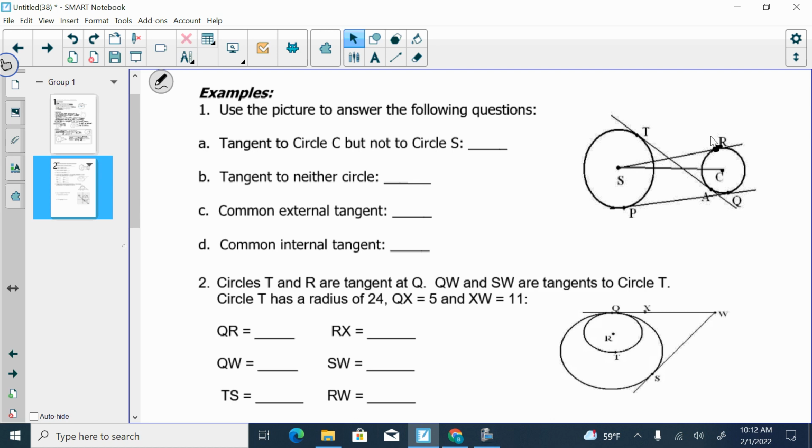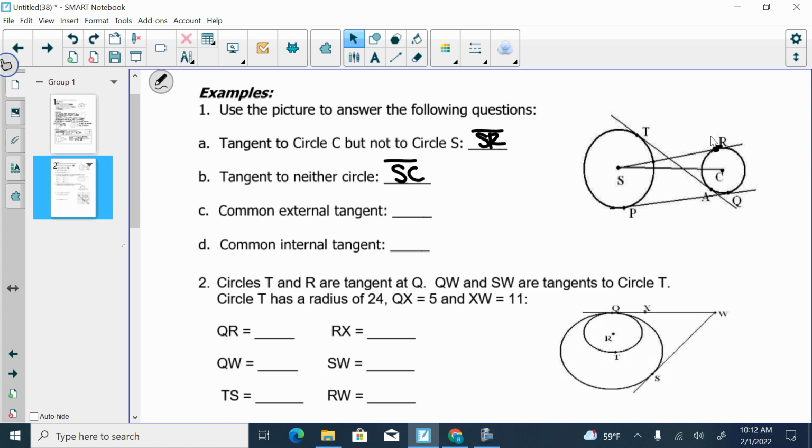If it goes into the circle, eventually it's got to come back out, and then it's going to be touching at two places, so it's no longer tangent. Okay? So tangent can only touch the edge of the circle one time. So segment SR is going to touch circle C once, but it is not tangent to circle S. Now they want us to find one that is neither, so it's not a tangent for either circle. SC, very good.